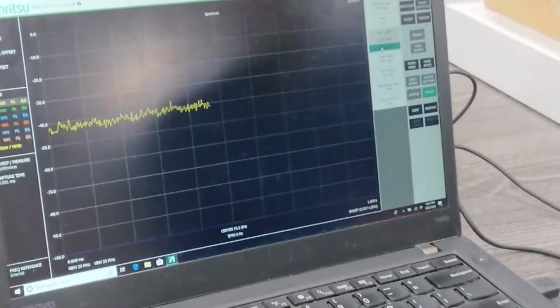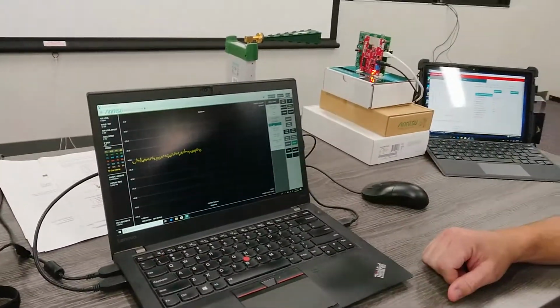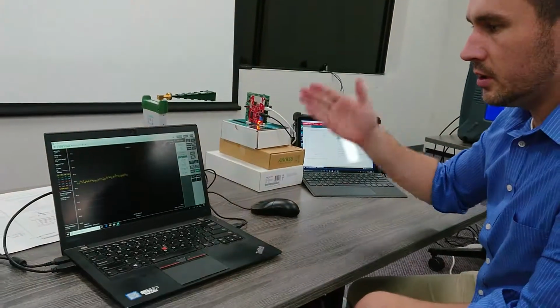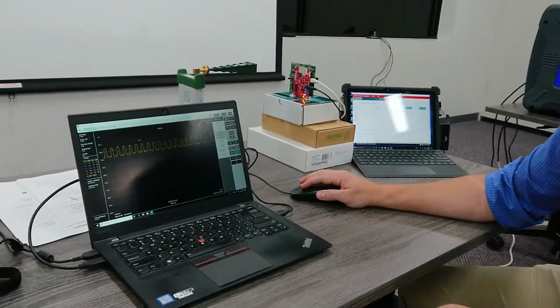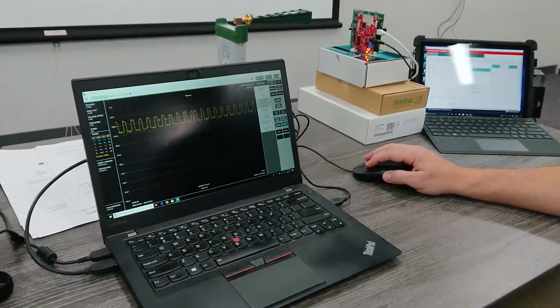It'll take a second for the FPGA to change images. As soon as that's ready, we're going to start seeing the chirps that are coming through that signal. Okay, so here are our chirps.